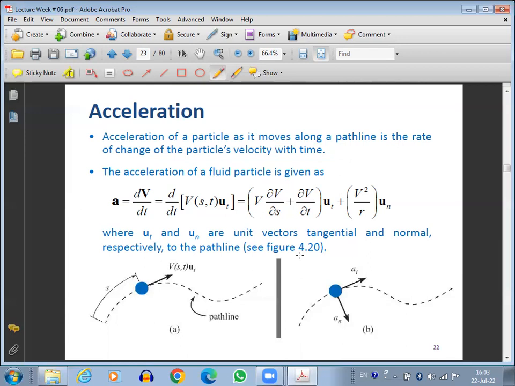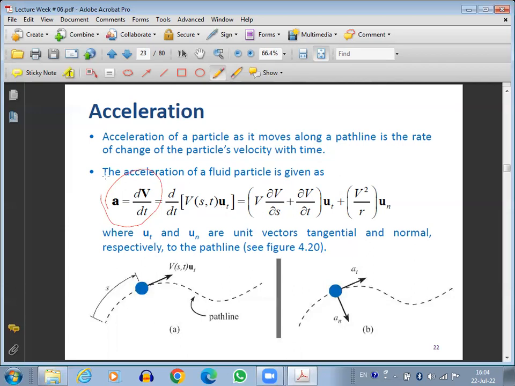Okay, so acceleration. Acceleration is change in velocity with time. Simple. Okay. When I'm teaching, nothing is simple. So acceleration is change in velocity with time. I've gone through it many times. Okay. But the velocity is a vector quantity.